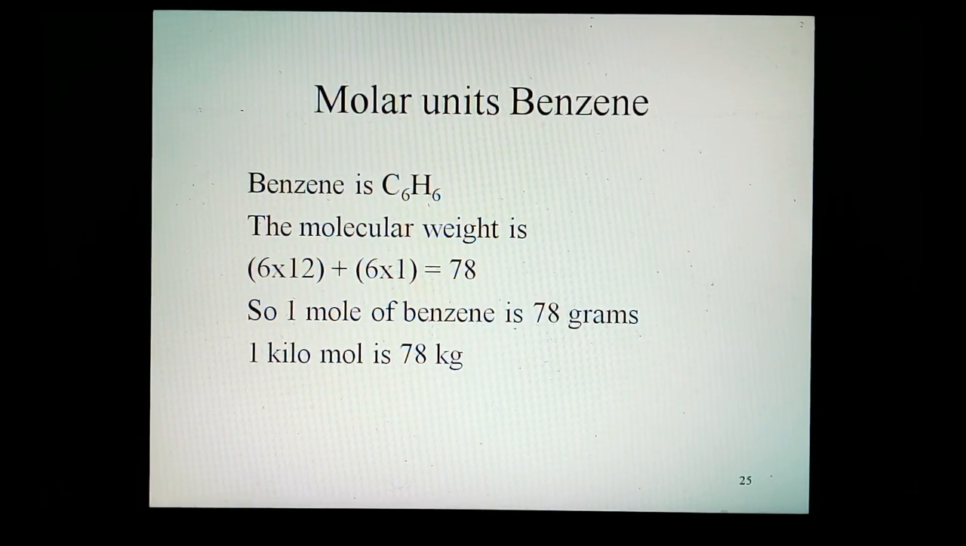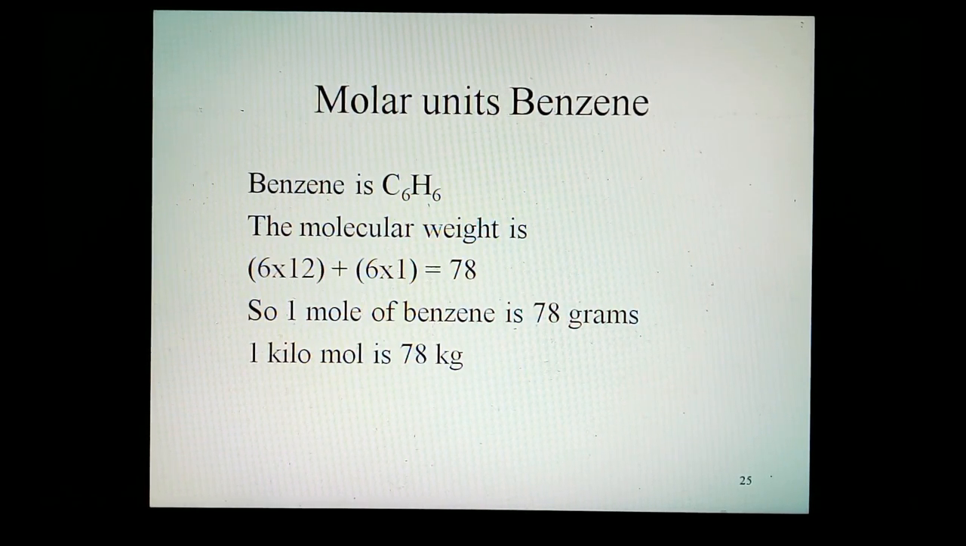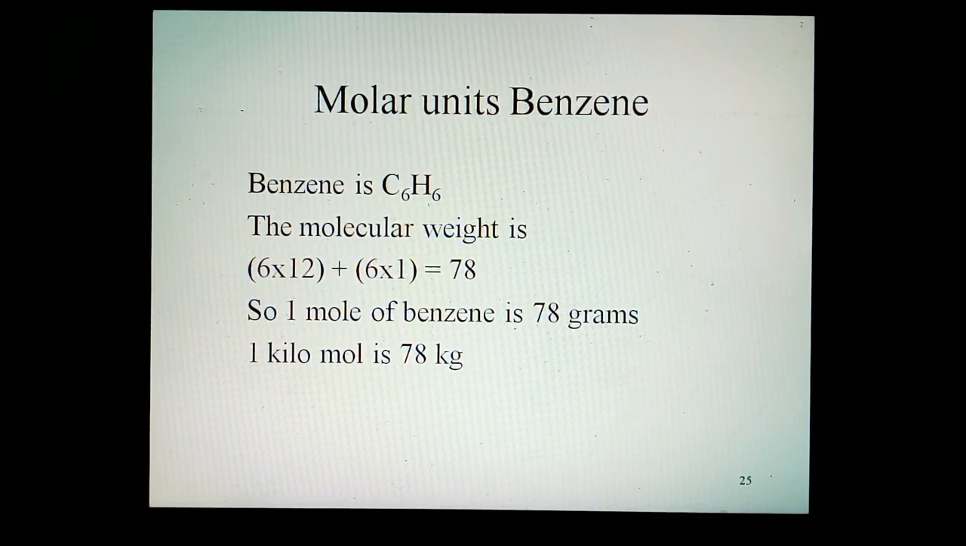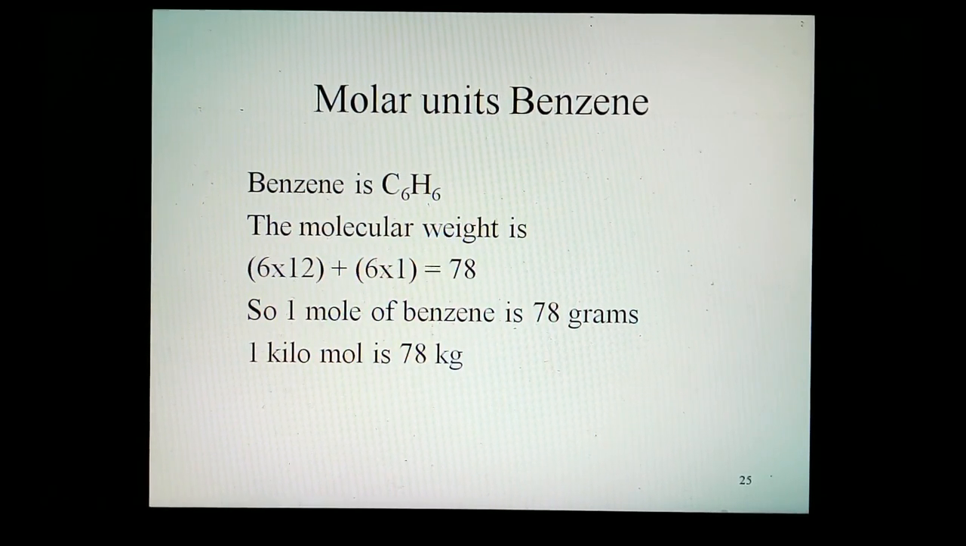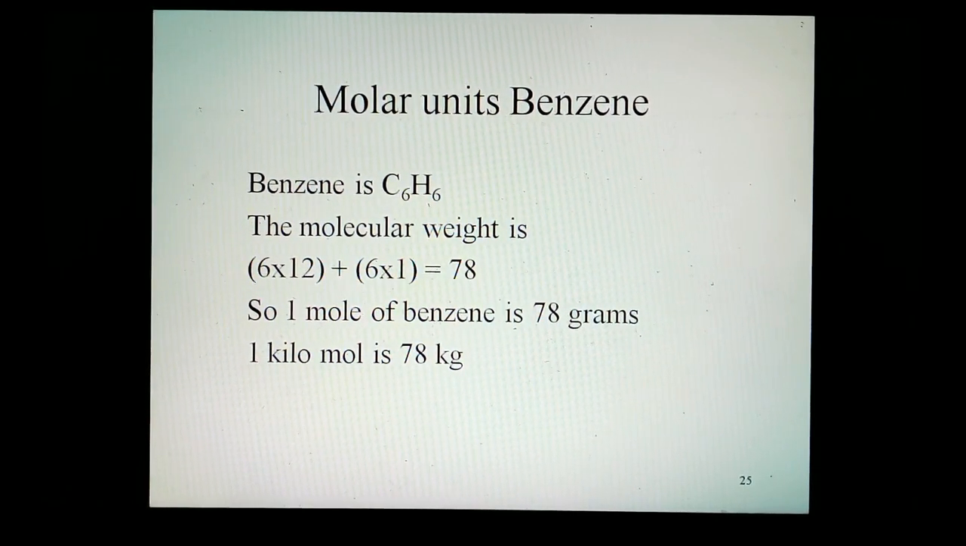Molar units for benzene. Benzene is C6H6. The molecular weight is 6 into 12 plus 6 into 1 equals 78. So 1 mole of benzene is 78 grams. 1 kilomole is 78 kilograms.